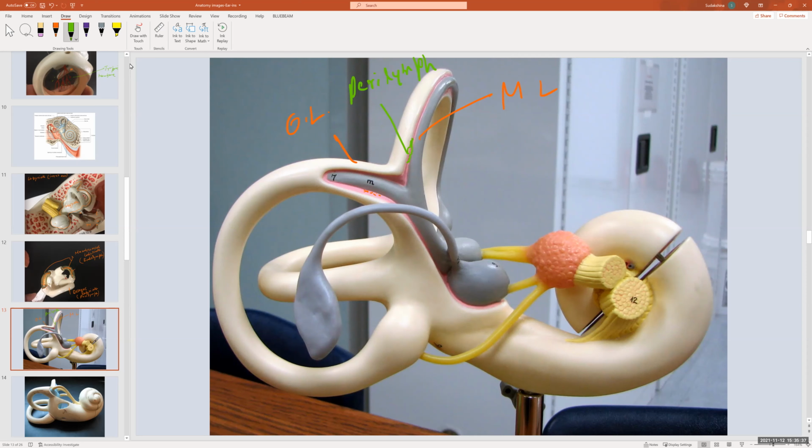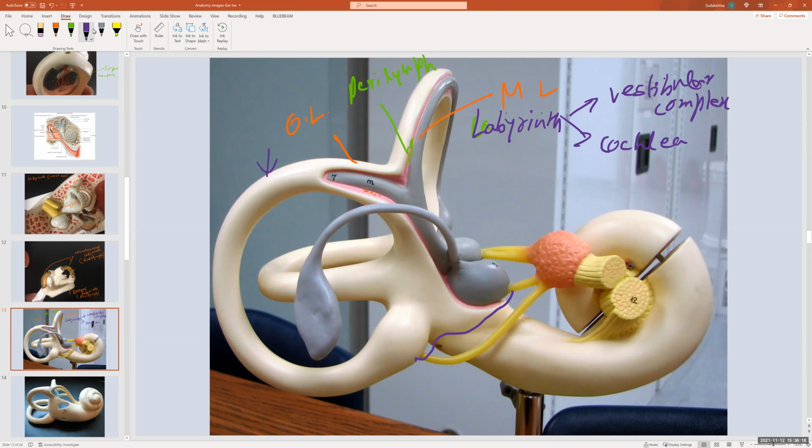So the entire labyrinth is divided into what we call a vestibular complex and cochlea. So labyrinth, let me change the color here. Labyrinth itself is divided into vestibular complex and cochlea. Okay. Which one is vestibular complex? From here to here.